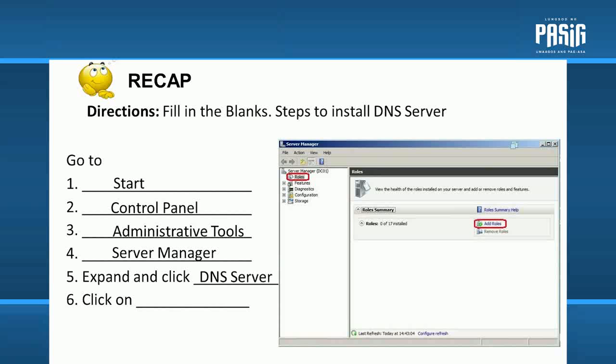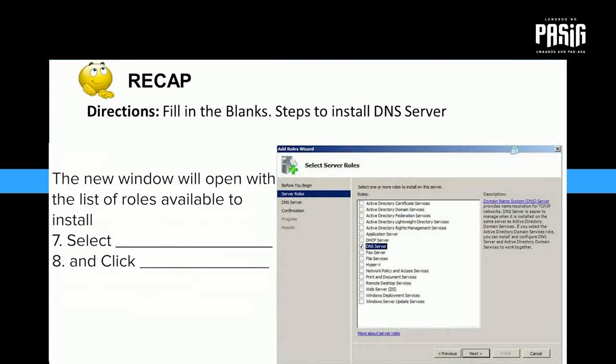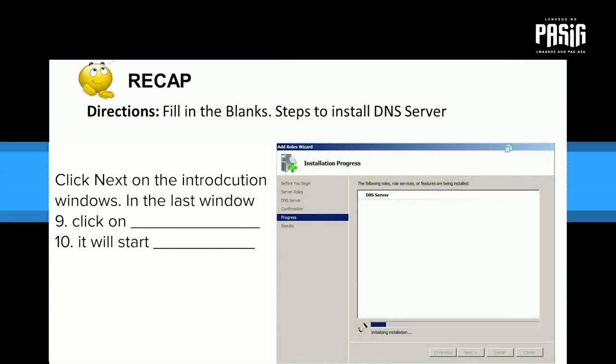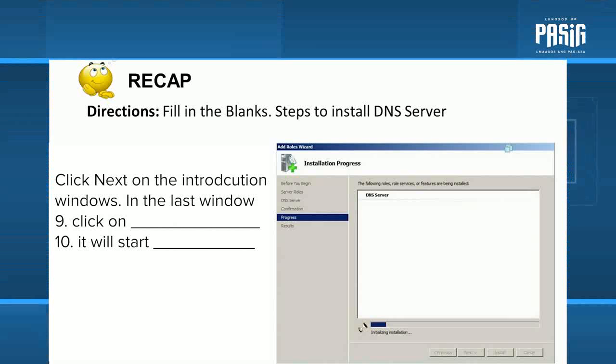Number 6, click on Roles. The new window will open with a list of roles available to install. Number 7, select Add Roles. Number 8, click Next. Click Next on the introduction windows. In the last window, number 9, click on Install, and number 10, it will start installation.